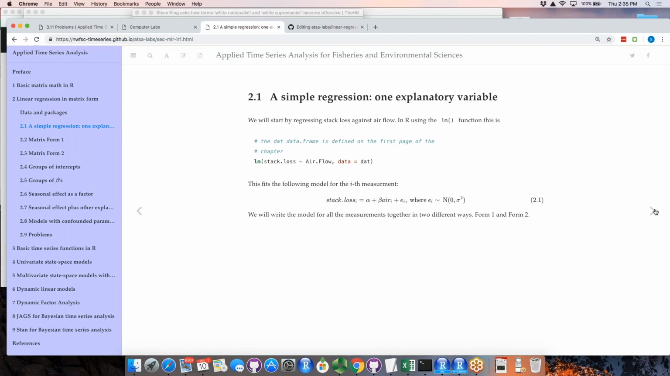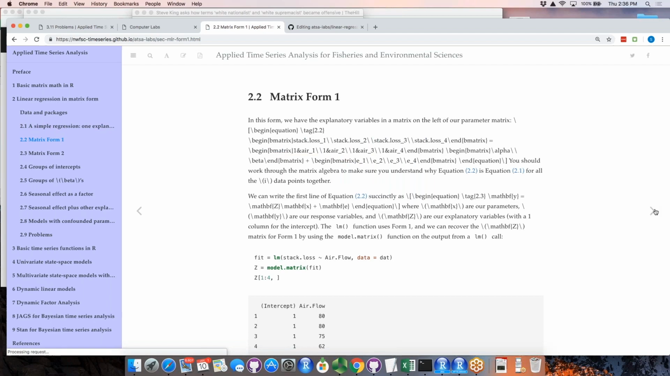Okay, so what this means is that we're modeling stack loss, the ith value of the stack loss, as a function of an intercept plus airflow times some weighting plus an error term. And in this simplest format, we're assuming that the errors are independent and identical. So we don't just have one data point, we have many data points. And we can write that as a matrix.